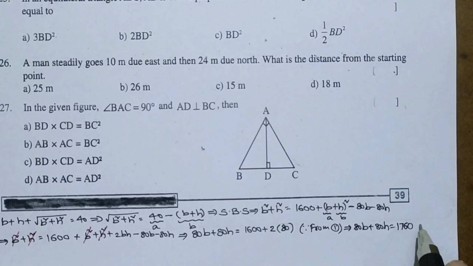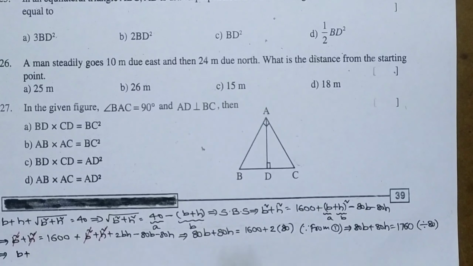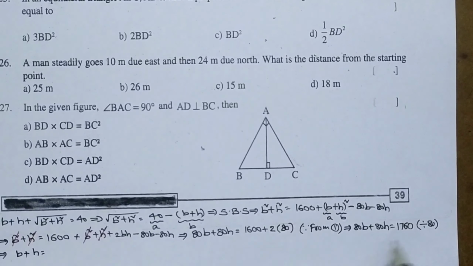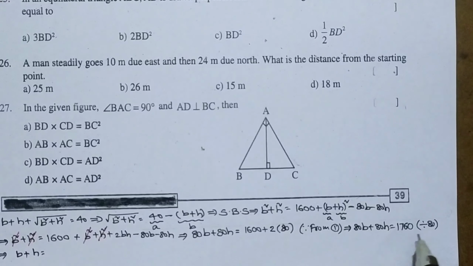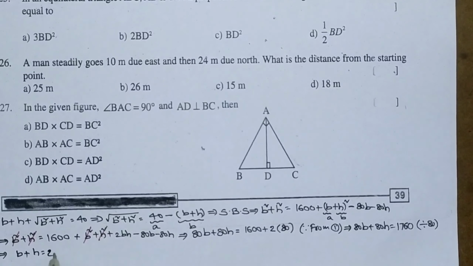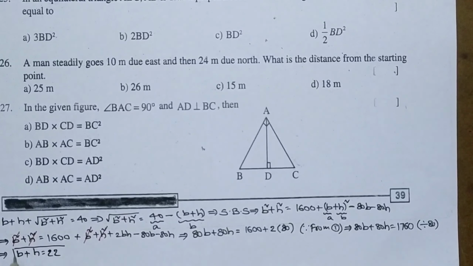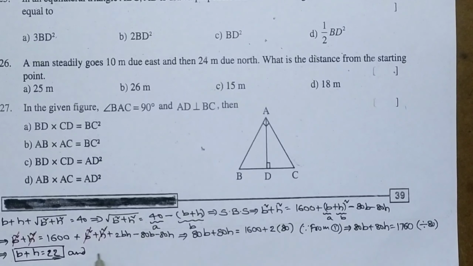Now I am going to divide every term with 80. So 80 1s are 80, so it is b, plus 80 1s are 80, so it is h, is equal to 1760 by 80. 0 0 cancel, 176 by 80 is 22. 8 2s are 16, 22. So we have b plus h is 22. And already bh value is ready, bh is 80 from equation 1, right?